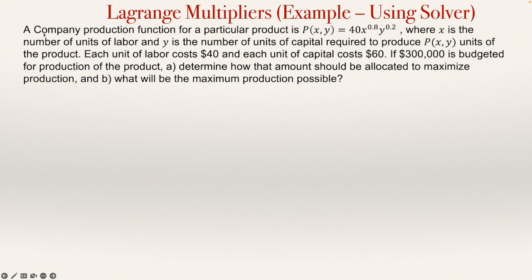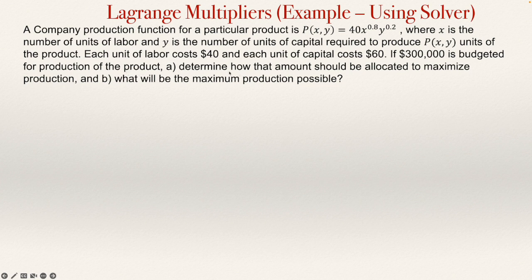The problem says a company's production function for a particular product is P(x,y), so it's a function of two variables, equal to 40x^0.8 y^0.2, where x is the number of units of labor and y is the number of units of capital required to produce P(x,y) units of the product. Each unit of labor costs $40 and each unit of capital costs $60. If $300,000 is budgeted for production of the product, answer these two questions.